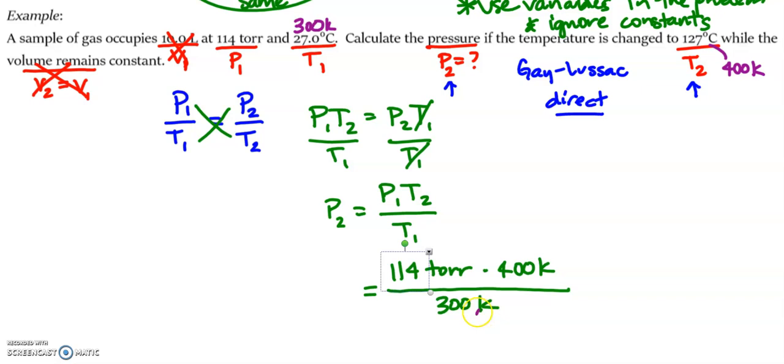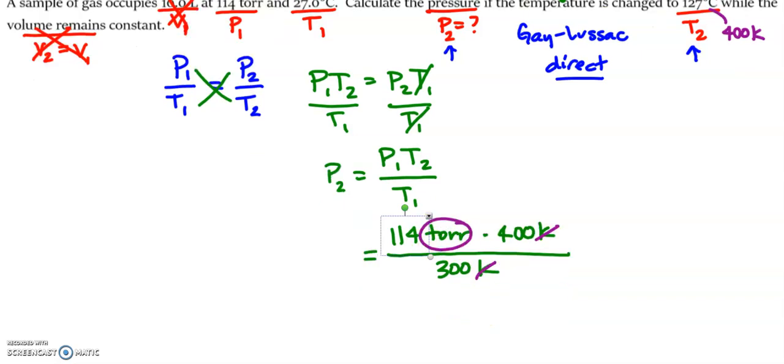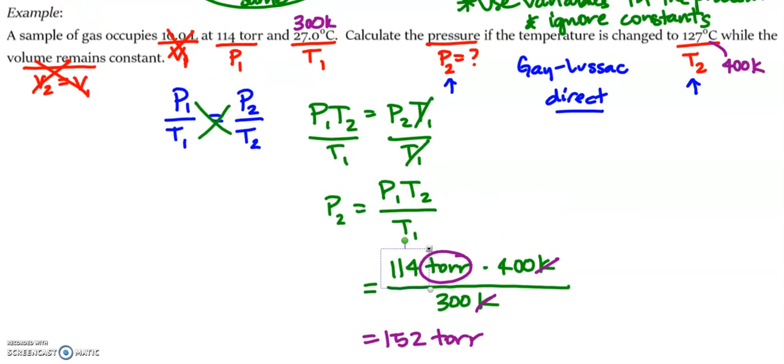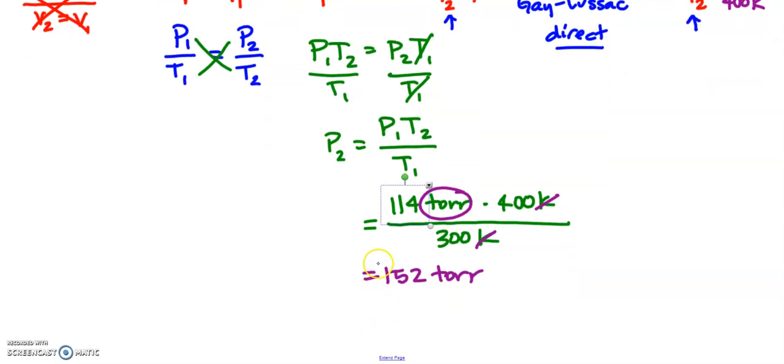So unit-wise, Kelvin divides out. Torr is the units I have left, so that's the unit for my answer. So 114 times 400 divided by 300 gives me 152 torr. Now, before I circle this and say I'm right, I want to make sure I got the relationship I thought I would get. The temperature increased, so the pressure was supposed to increase. Is 152 an increase from 114? Yes, it is. So this is the answer.